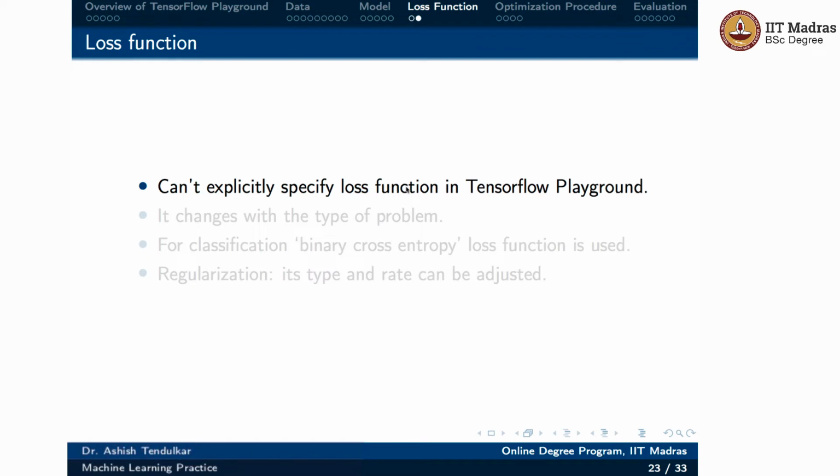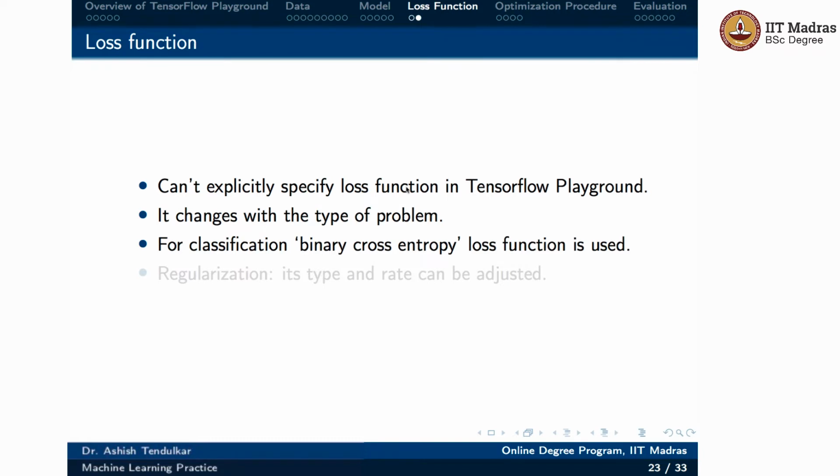We cannot explicitly specify the loss function in TensorFlow Playground. It changes with the type of the problem. For classification, it uses a loss called binary cross entropy loss, which we will study later in the course. And then there is another parameter that controls the loss function, called regularization, whose type and rate can be adjusted. We will study regularization in the second module of the course while studying linear regression, and regularization will appear many times in the course.